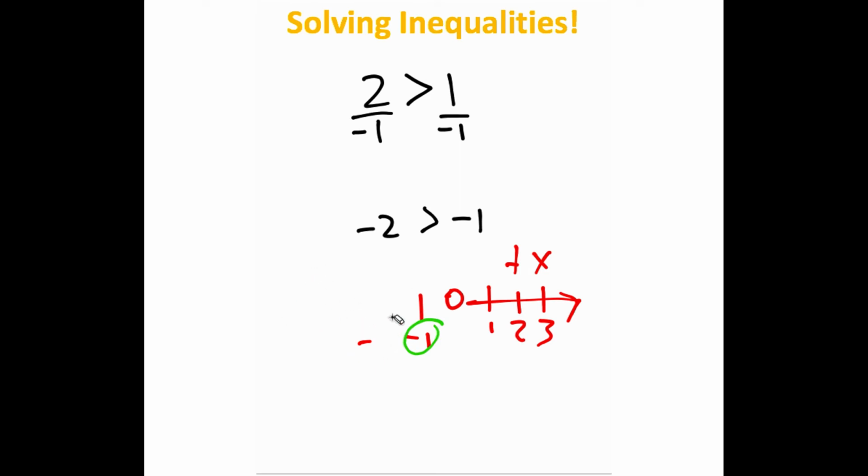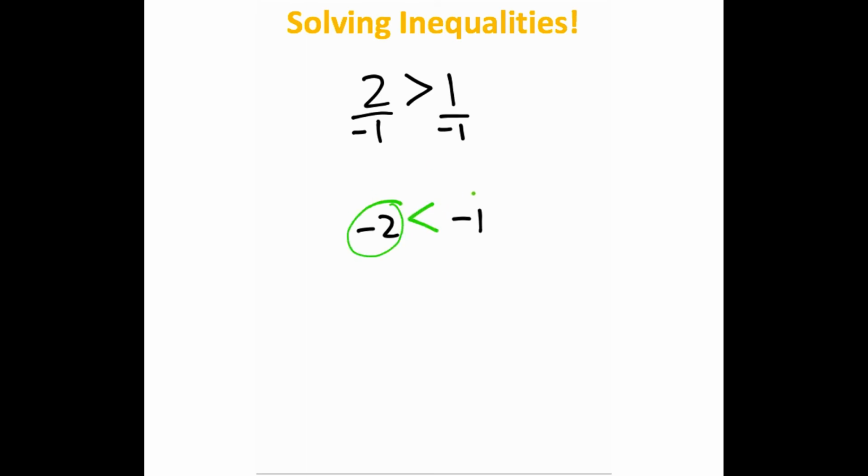And so whenever you multiply or divide by negative numbers, you have to flip the inequality sign to the other side. So instead, it's going to point at this left side instead of pointing at the right side. And this right here would be an accurate statement because the negative 1 is bigger than the negative 2.